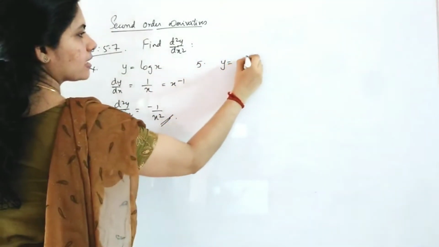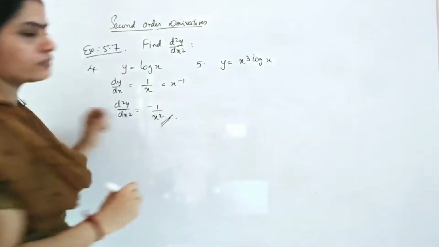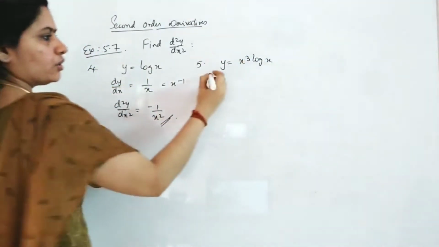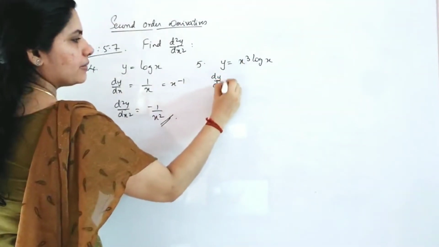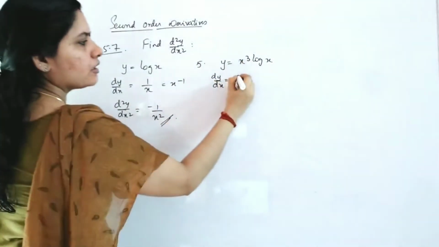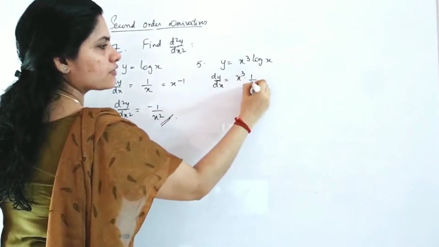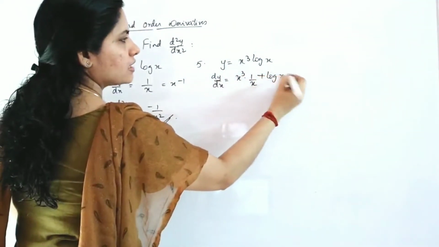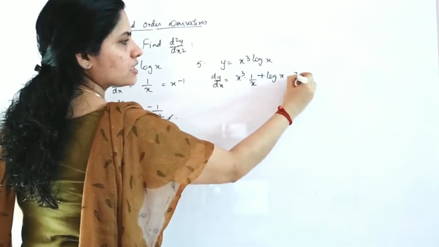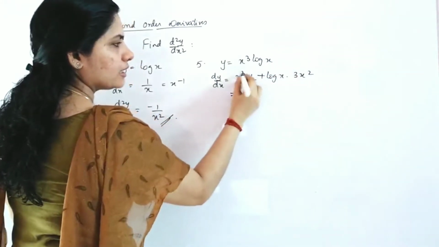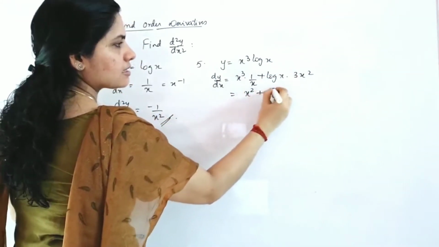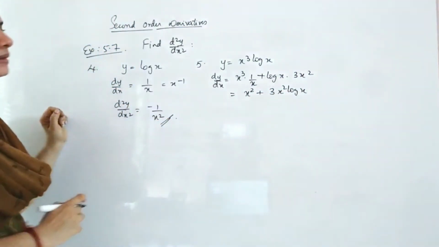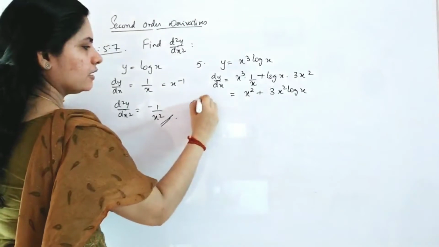Next one is x cube log x. Y is equal to x cube log x. Again you have two terms, means you have to use the product rule. First dy by dx will give you first function into derivative of second, which is 1 by x, plus second function log x into derivative of x cube, which is 3x square. So you are getting here x square plus 3x square log x. Right?